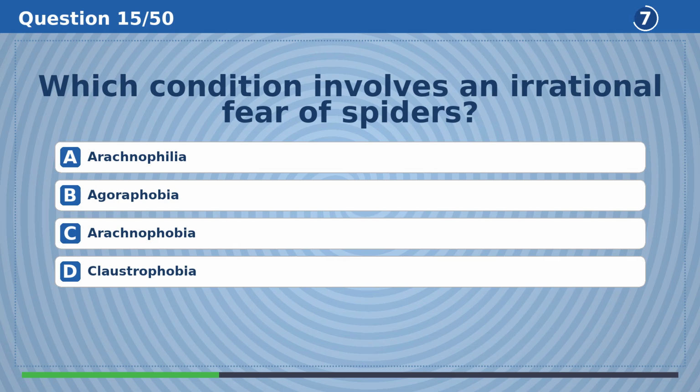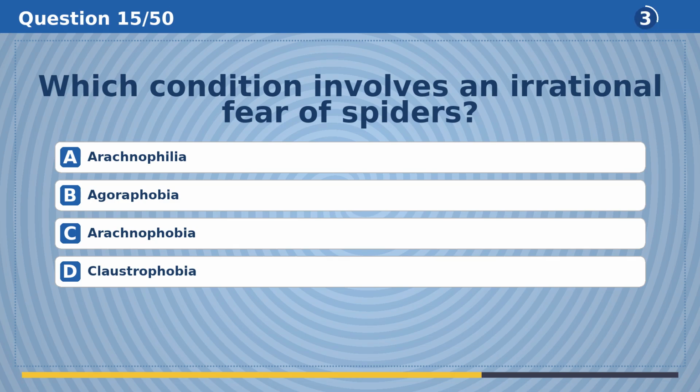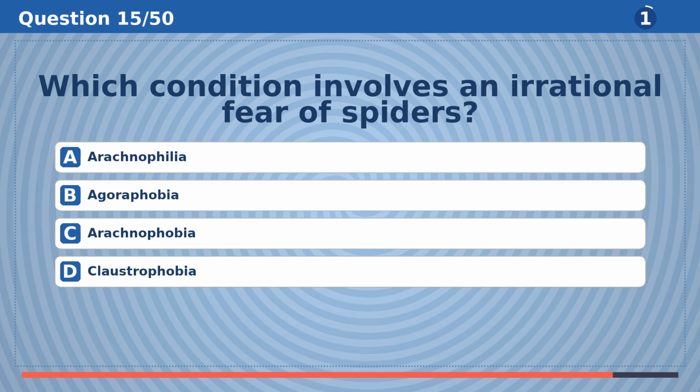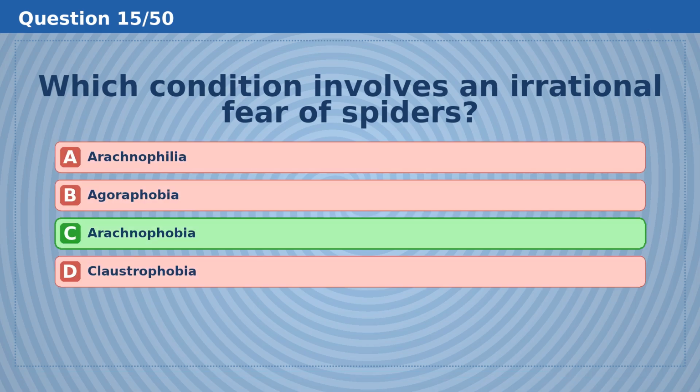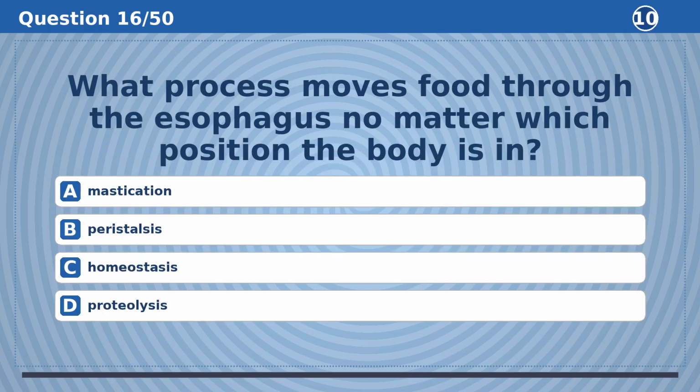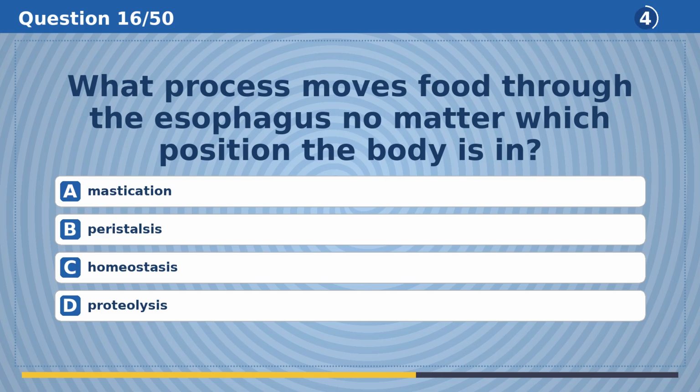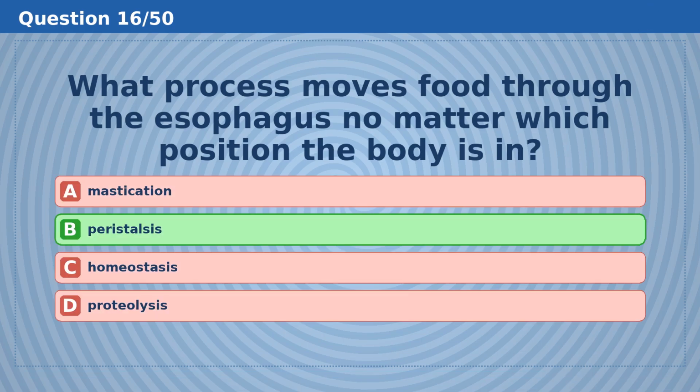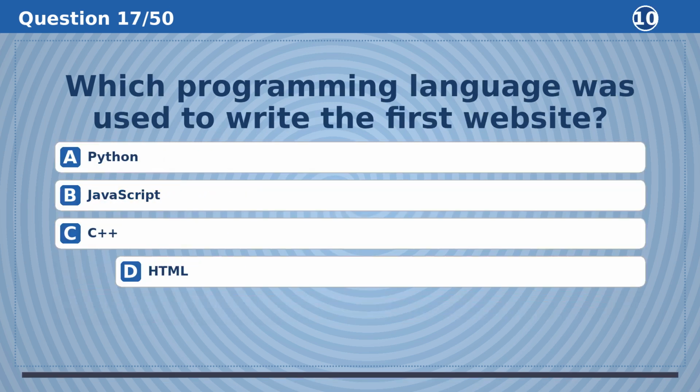Which condition involves an irrational fear of spiders? The answer is C. Arachnophobia. What process moves food through the esophagus no matter which position the body is in? The answer is B. Peristalsis.